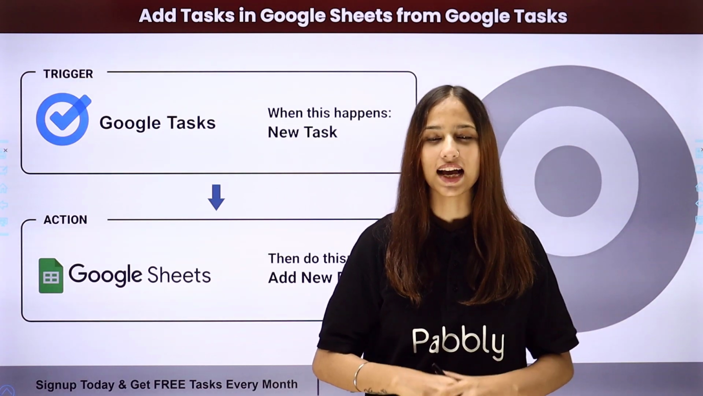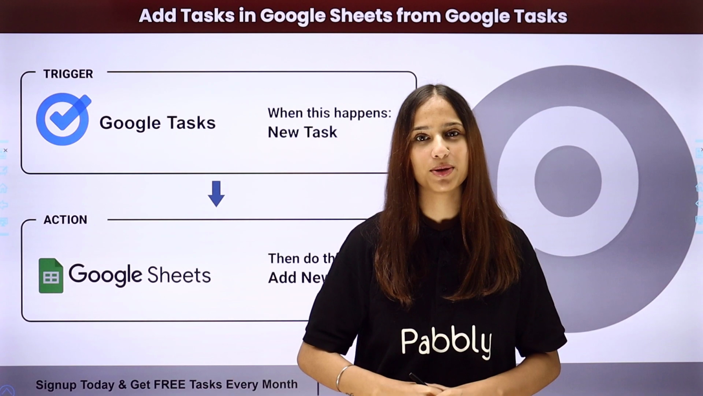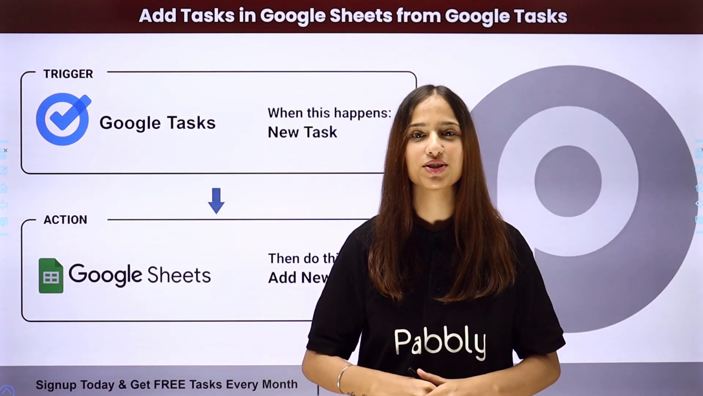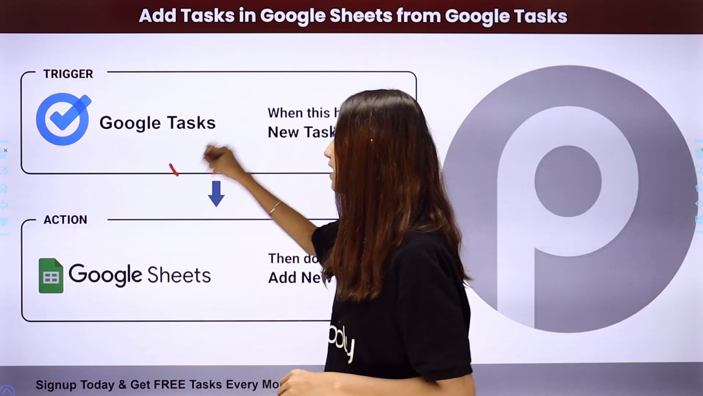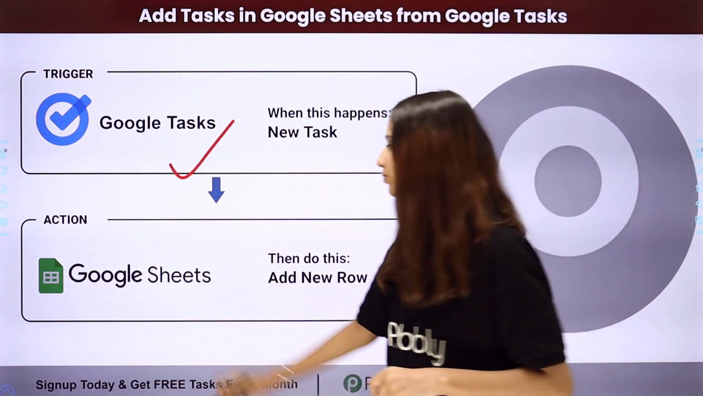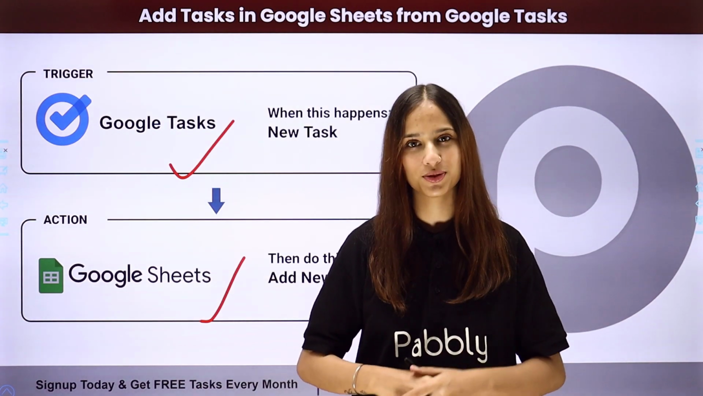So now to do this, I need to build an integration between these two applications, for which I will be using this amazing integration and automation software, that is Pably Connect. So here my trigger application will be Google Task and my action application will be Google Sheets. So if you want to learn more about this integration, follow me through the screen.